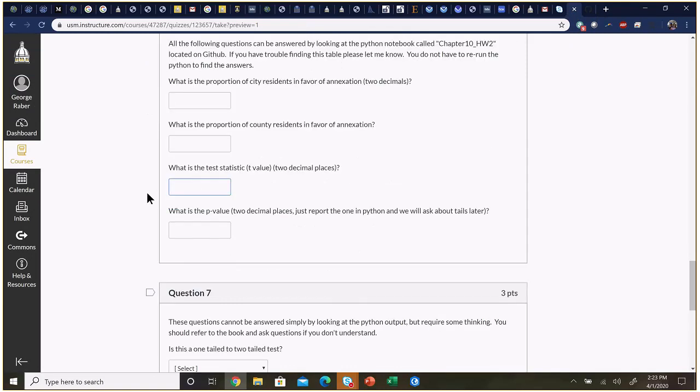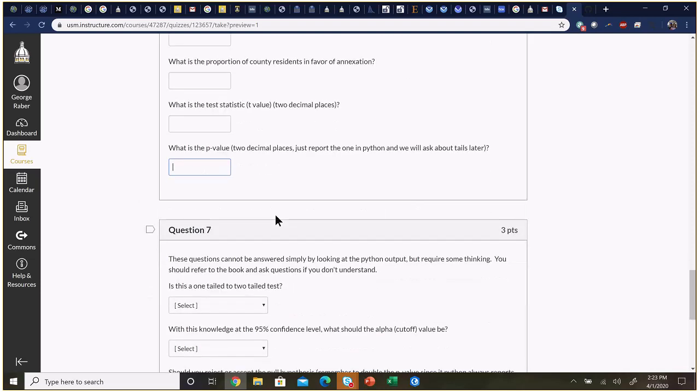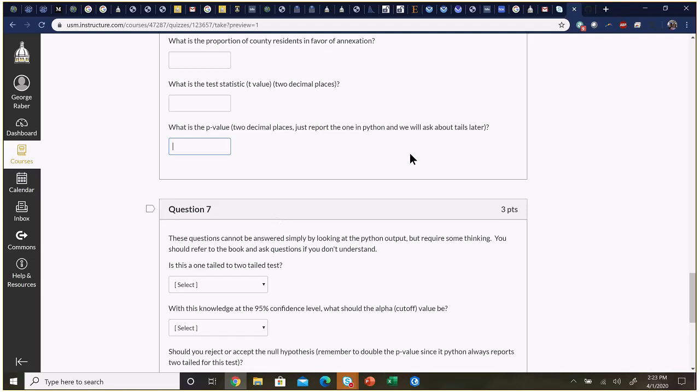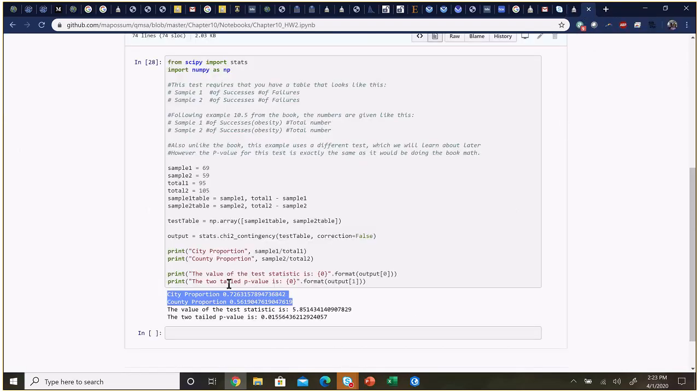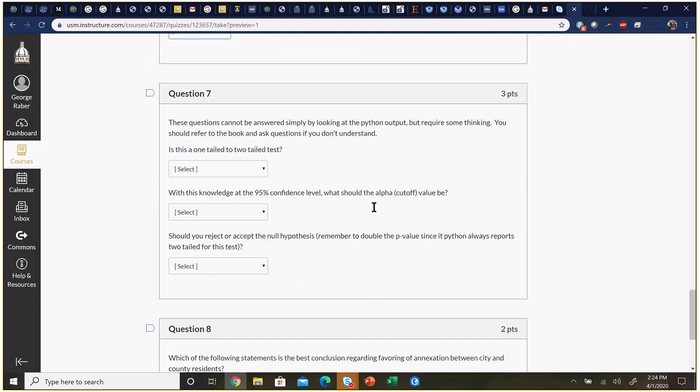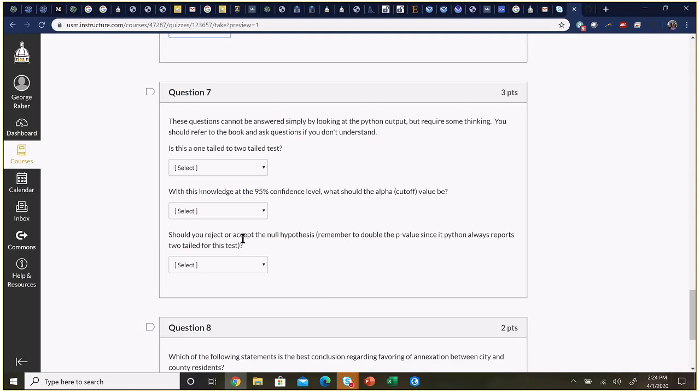So what's the test statistic? That is in the Python. What's the p-value? That is on the p-value. All right, and remember, just like the example I did with the land cover change in Mississippi, that result is always two-tailed. That's the way it comes out, and so remember to double the p-value, or half the cutoff.